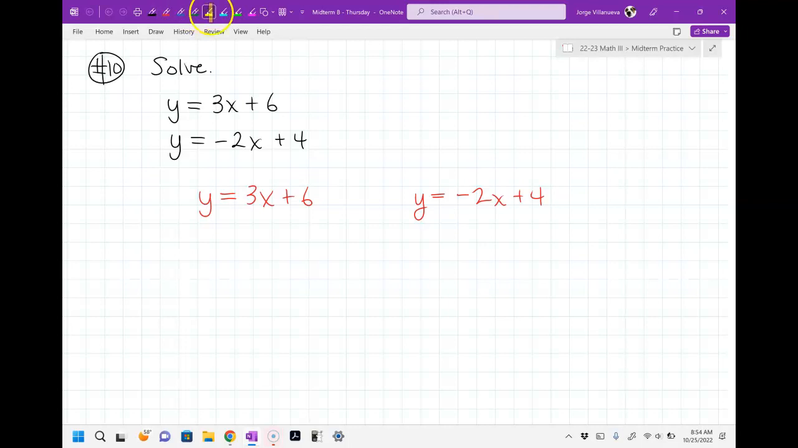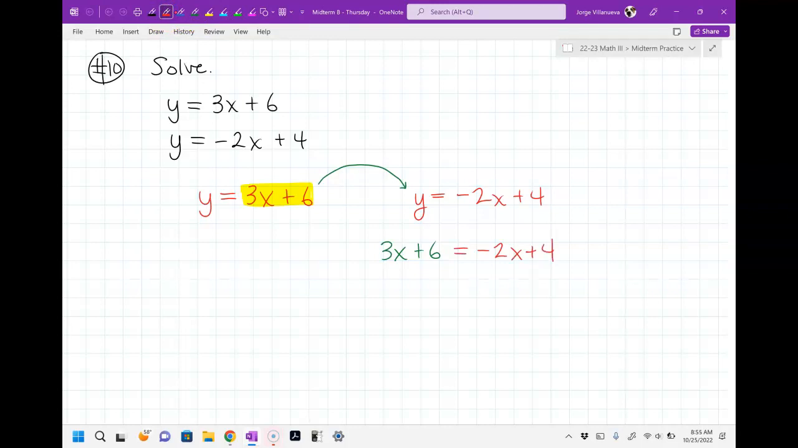So notice, this one has a 3x plus 6 that's already solved for y. That means that I can plug this right there where the other y is. Because if y is equal to 3x plus 6, that means I can replace the y on the right side with 3x plus 6. Because that's what y is. That's what the left side's telling me. Y is 3x plus 6. So 3x plus 6 is equal to -2x plus 4.